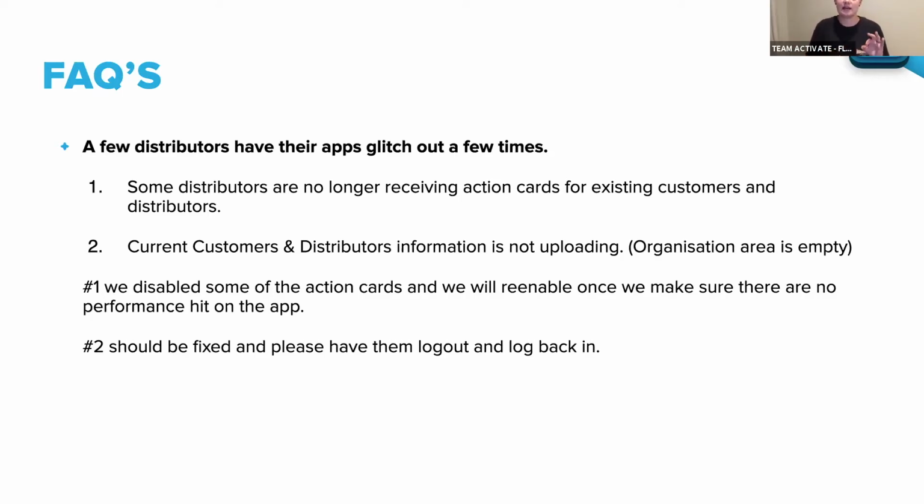So as soon as that is fixed and sorted out, they will be making sure that those action cards are back up. And we have also requested that we can have those action cards categorized, like order about to be shipped, or credit card declined, that sort of stuff. And then number 2 should be fixed. And if it isn't, just log out and log back in, or sometimes you might need to delete your app and then re-sign up again.